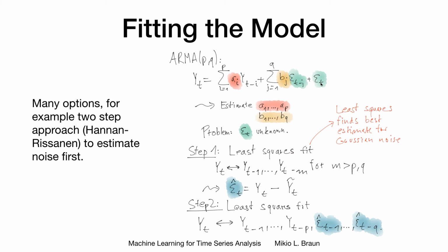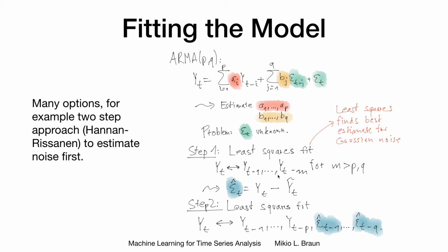But the problem is that the only thing you actually have is the Y_t, and the Y_t are already combinations plus the noise. So you don't actually know what the noise is, so you cannot use that to estimate the moving average part. One approach is to take two steps. First, fit a purely autoregressive model of a pretty high order on the data, and that gives you an estimate of the noise.